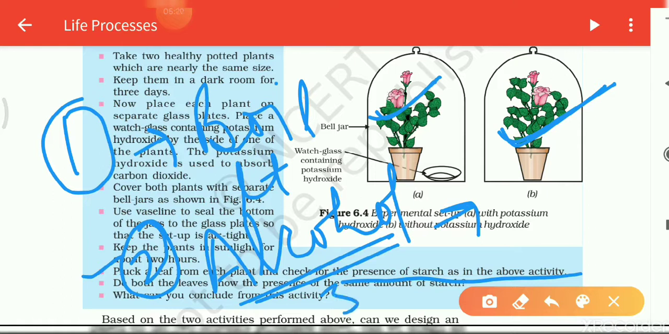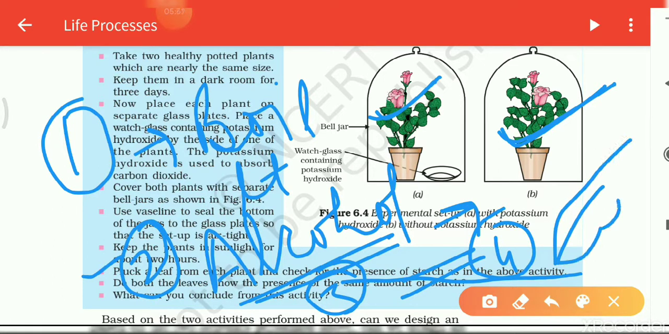And in the third step, after boiling in the alcohol, you will remove this leaf from the alcohol and wash it in plain water. Why do we wash it in plain water? Because if any chlorophyll is left in the leaf, then it will be drained out. That's why we wash it. Now in the fourth step, you can take the leaf in which chlorophyll is not present.